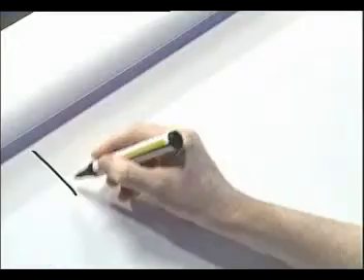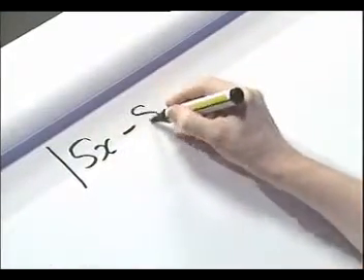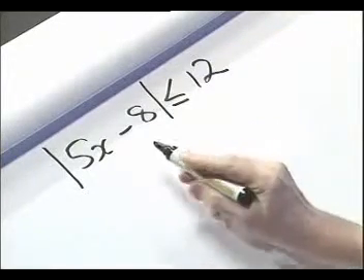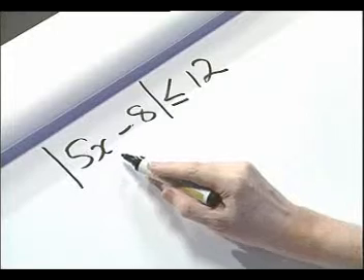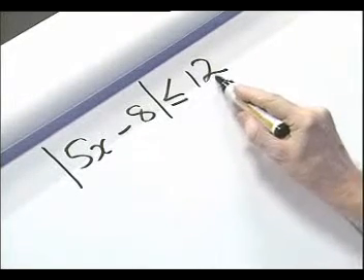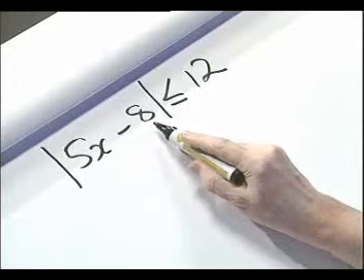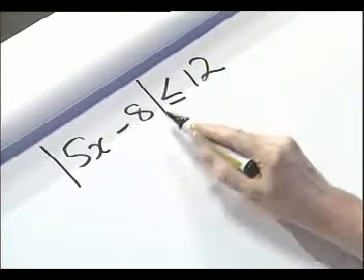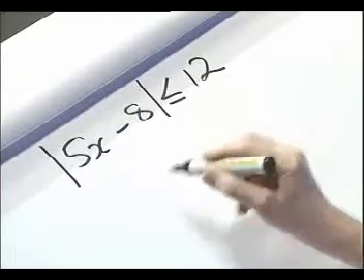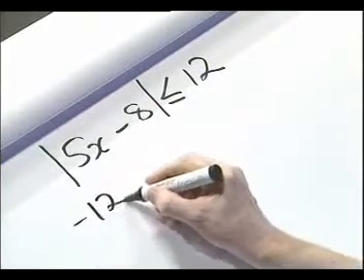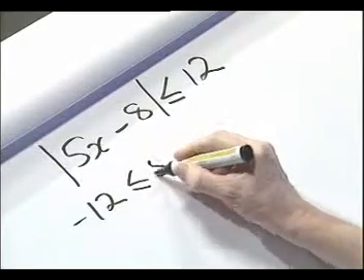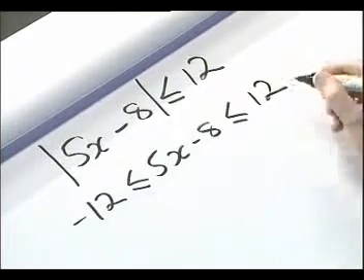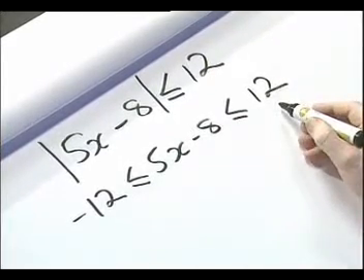Now let's solve mod 5x minus 8 is less than or equal to 12. We're saying here that the absolute value of 5x minus 8 is less than or equal to 12. So 5x minus 8 must be less than 12 or greater than minus 12. We write minus 12 is less than or equal to 5x minus 8 is less than or equal to 12. Again, we have a double inequality.